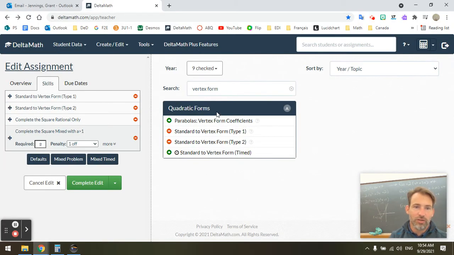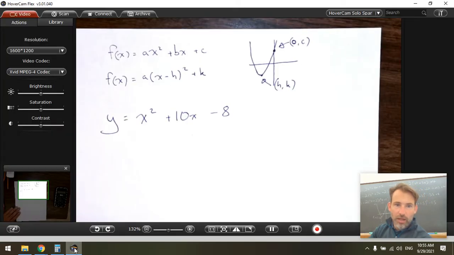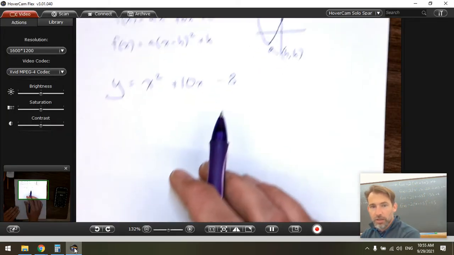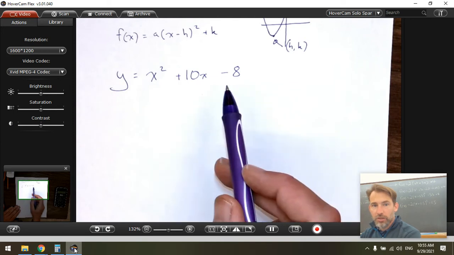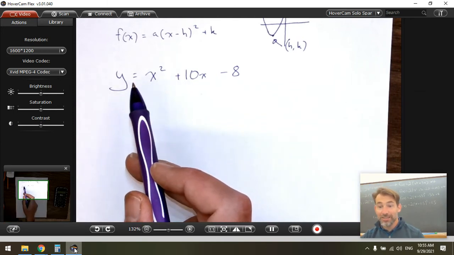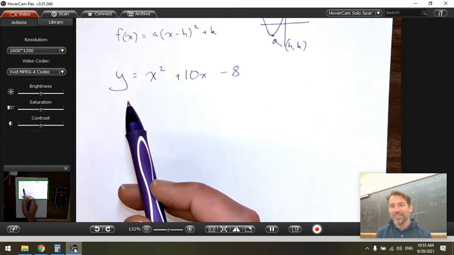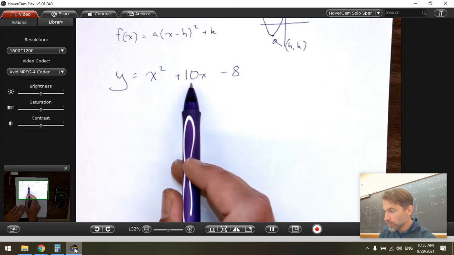The first thing is standard to vertex form type 1. So I'll do one of these questions. I'm just going to go new problem, new problem, new problem. All right, I like the look of that one. I want to rewrite this in vertex form. So the first thing I do is copy out the question. Here's the question copied out. The first thing I'm going to do is see if I have an A that needs to be factored out. In this case, I do not. That makes it easier.